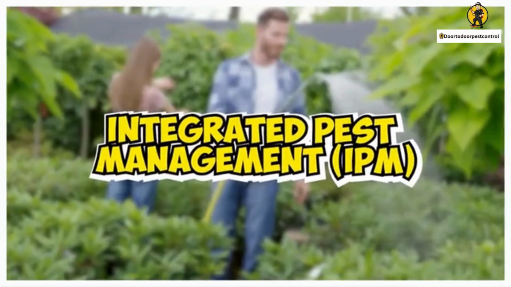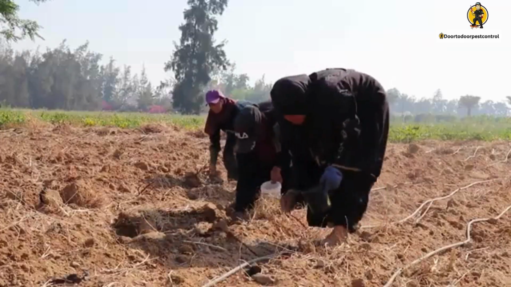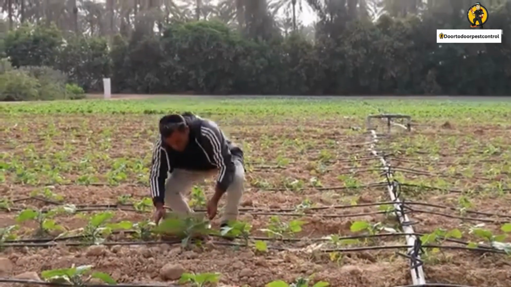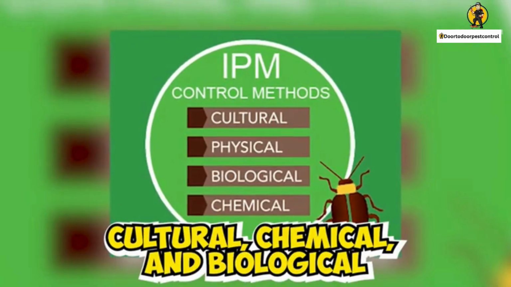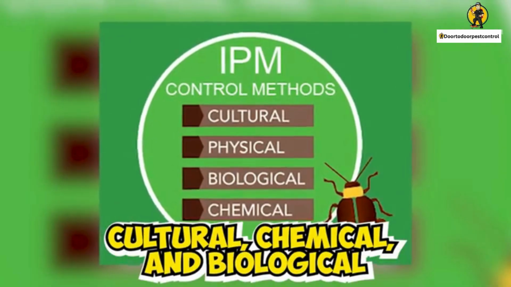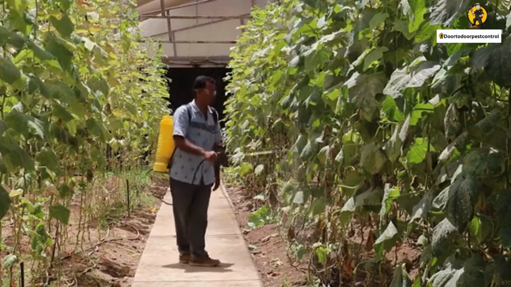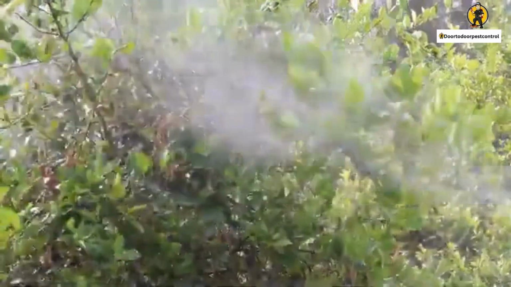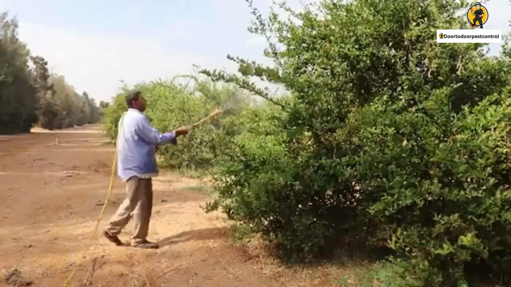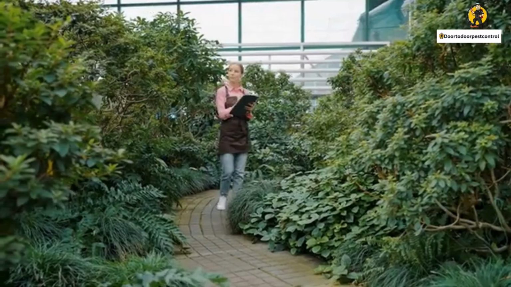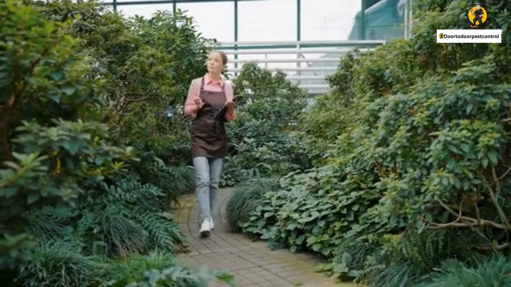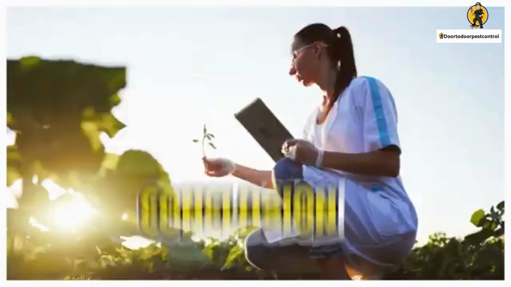Integrated Pest Management (IPM). IPM is a holistic approach to pest control that combines cultural, chemical, and biological control methods. IPM is designed to reduce the use of pesticides while still providing effective pest control. IPM involves monitoring pests and using the least disruptive control method possible.